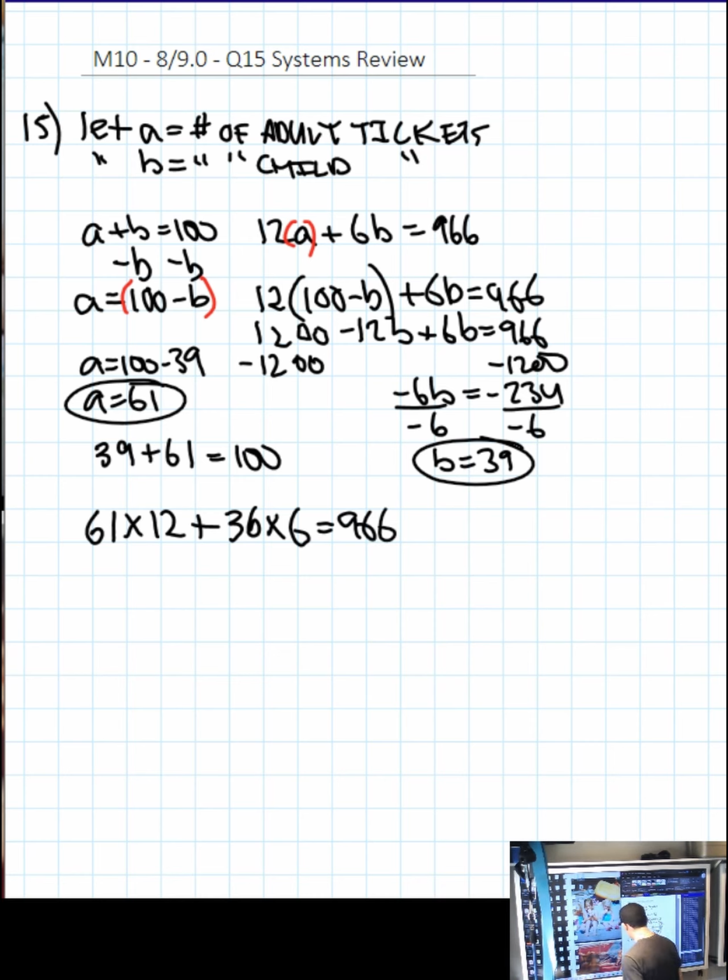So let's check that on the calculator. 61 times 12 plus 36 times 6 is equal to... 39 times 6. I'm going to erase that and put that in red. 39, excuse me. I didn't get 966, I got 948. Just a great check. So let's try that again. 61 times 12 plus 39 times 6 is equal to 966. Check mark. Feel free to answer the question. We have 61 adult tickets and 39 child tickets going to the soccer game.